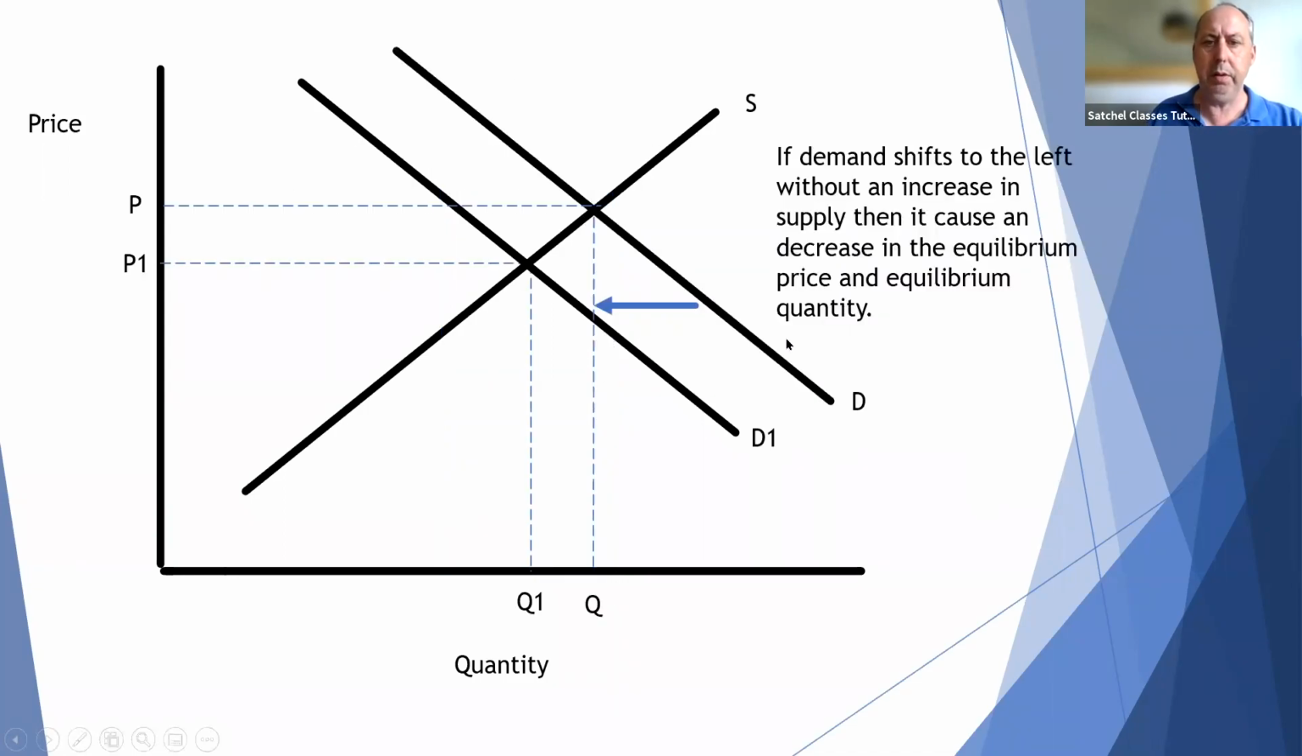Just go back to that one. So if the demand shifts to the left, in other words, demand changes and essentially falls for the product, perhaps because there's a health scare on that product, then there'll be oversupply of that product and it will mean a market adjustment with the price falling from P to P1 and the quantity moving from Q to Q1. So our new equilibrium price is at a lower price to shift our product.